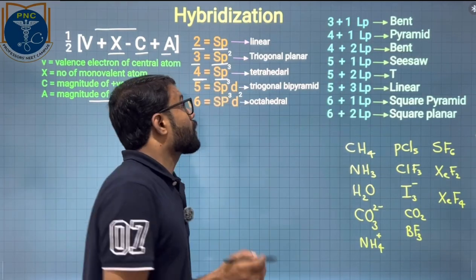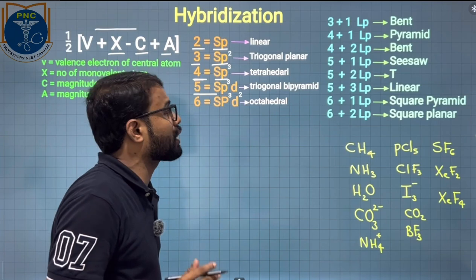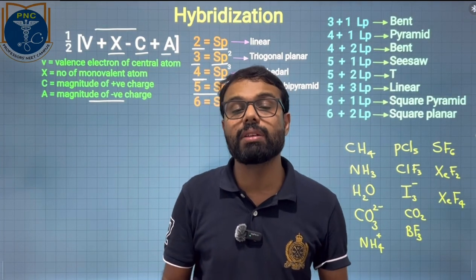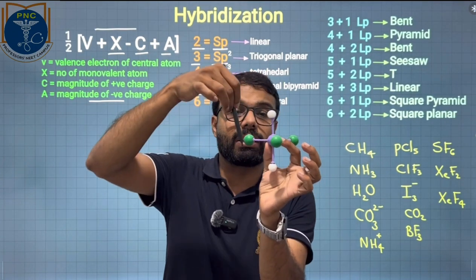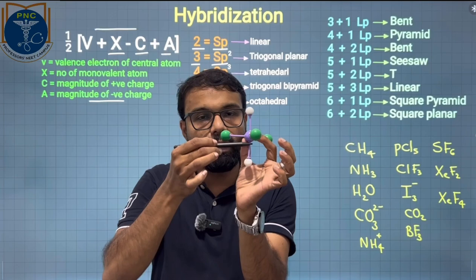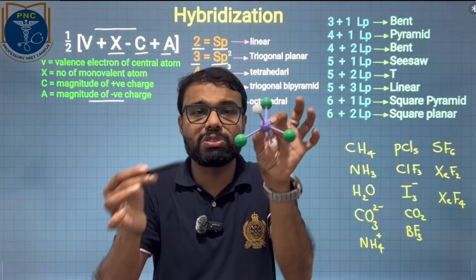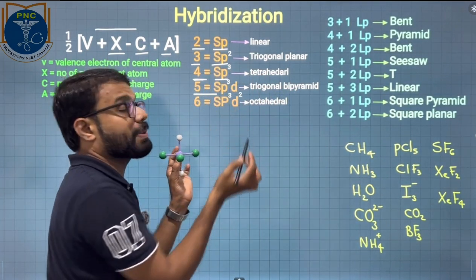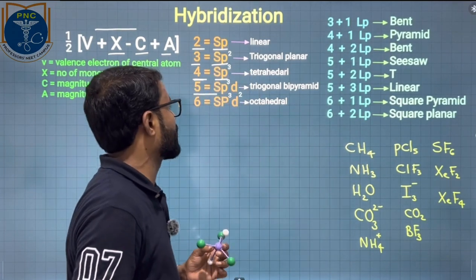Now, if I get the number 5, the hybridization is sp3d, then the shape is trigonal bipyramid. You can see this is a triangle and one up and one down. This angle is 120 and this angle is 90. This is the trigonal bipyramid shape. If you are getting the number 5, the hybridization is sp3d and the shape is trigonal bipyramid.